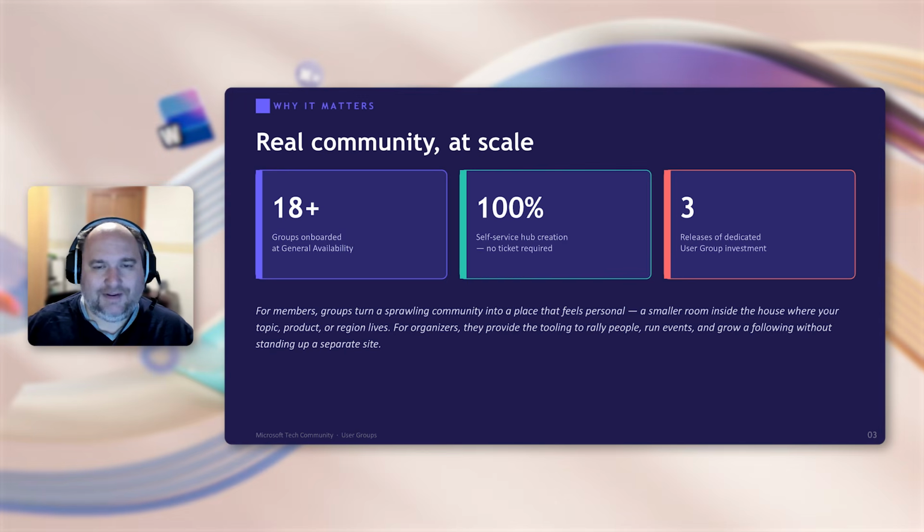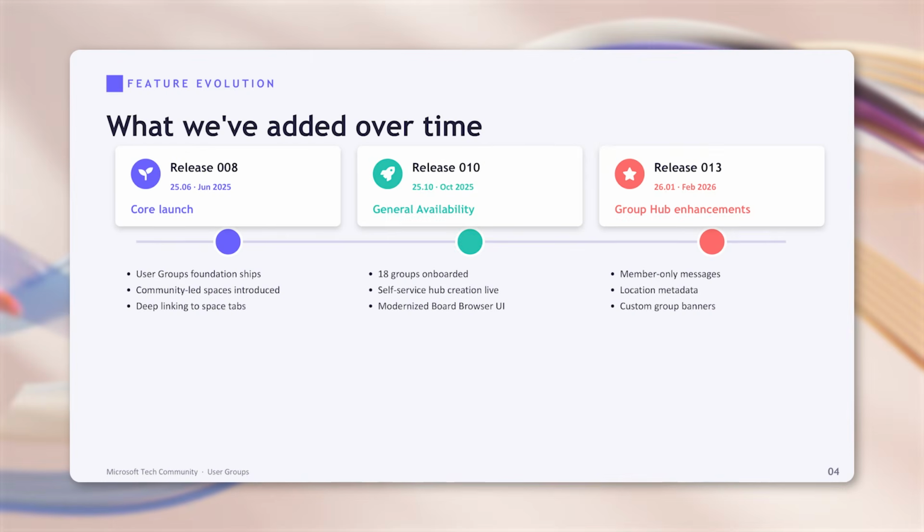So, why does all that matter? User groups help make a large community feel much more personal. At general availability, when we first launched the user groups, there were more than 18 groups that we'd already onboarded, and the platform had introduced a fully self-service group creation process, which would mean that the community leaders could come in and launch and manage their own spaces without raising support requests with our team directly. Over multiple releases, we've continued to invest in those experiences, making it easier for organizers to build thriving communities and for members to find conversations that matter to them. In short, user groups create smaller communities within the broader Microsoft Tech community, helping members build deeper connections around specific interests, products, and technologies.